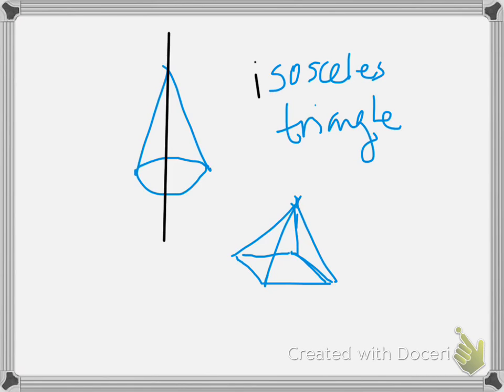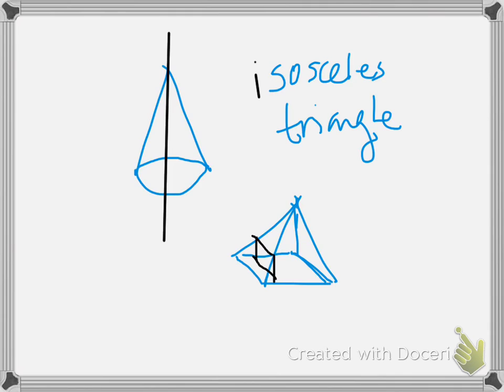So, let's visualize what's happening when we're cutting this off. All right? We're cutting off. Okay, maybe this will help. We're cutting off like this side of the triangle. We're cutting off like here.